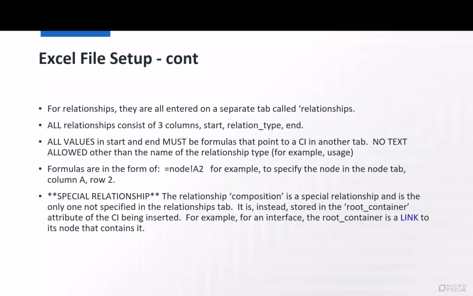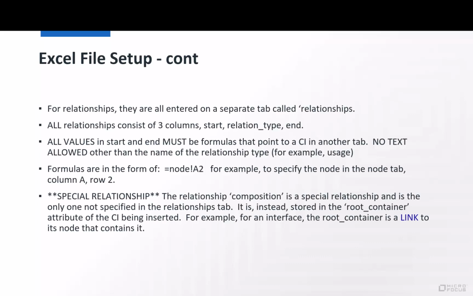Relationships go on a separate tab, and that tab is called Relationships. All relationships consist of 3 different columns: Start, relation_type, and End, in that exact format. All the values in start and end must be formulas. That is, they point to another cell in the appropriate spreadsheet.